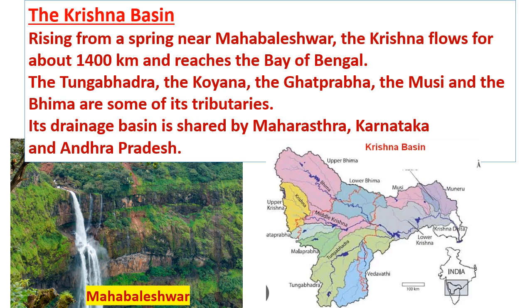The Krishna Basin. Rising from a spring near Mahabaleshwar, the Krishna flows for about 1400 km and reaches the Bay of Bengal. The Tungabhadra, the Koyana, the Ghatprabha, the Musi, and the Bhima are some of its tributaries. Its drainage basin is shared by Maharashtra, Karnataka, and Andhra Pradesh.